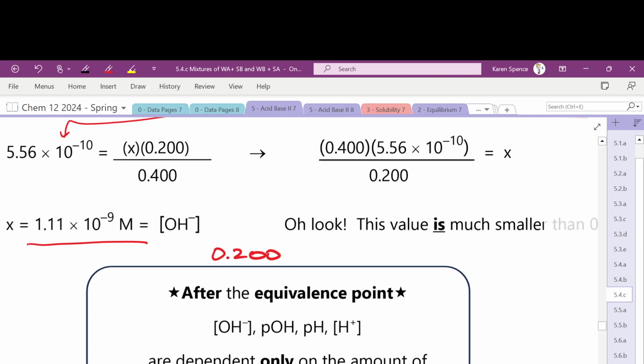So after the equivalence point, once we've gone past the point where moles of acid and moles of base are equal, the OH, the pOH, the pH, and the H depend only on the amount of strong base in excess. So you're only worried about that OH concentration.